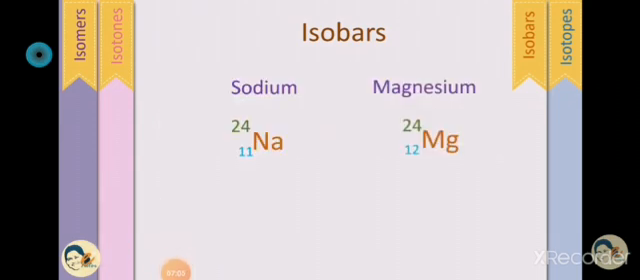The examples for isobars are sodium and magnesium. Can you notice? The mass number of both the elements is the same, that is 24. The atomic number is 11 for sodium and 12 for magnesium. Both are different, but the mass number is the same. Can you notice that?